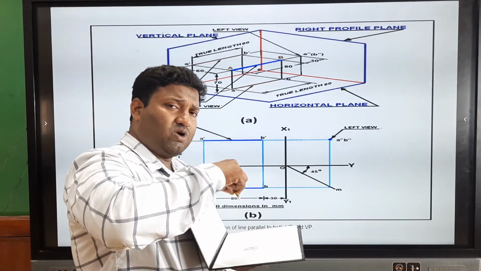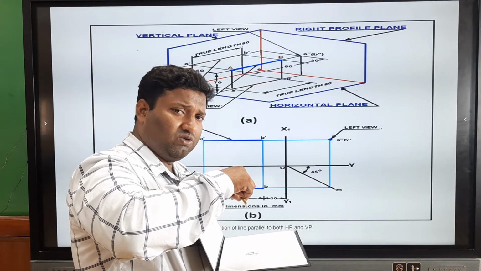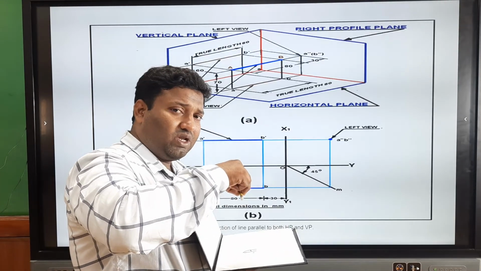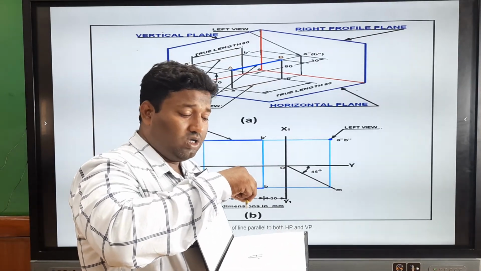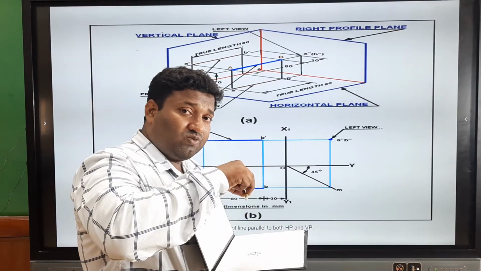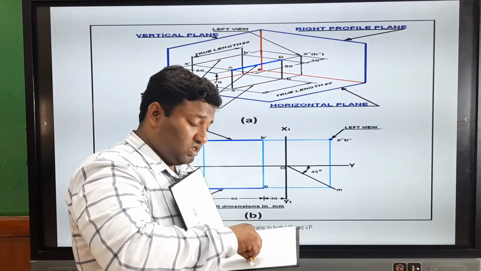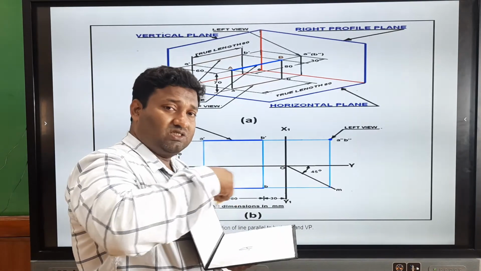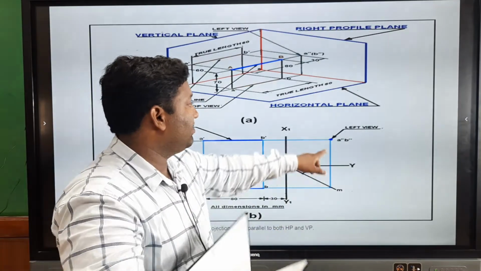If you view from the side, I am showing you the side. Does it appear like a line or a dot? Dot. How? What is the position of this point? 70 mm above the HP and 60 mm in front of the VP. That is our double complement.